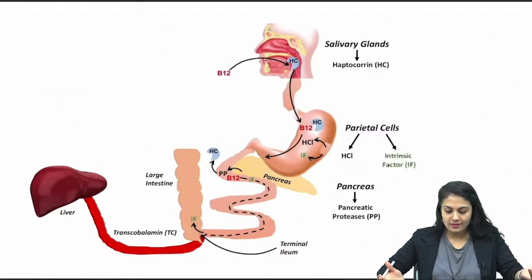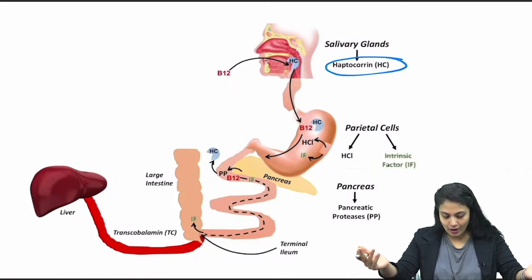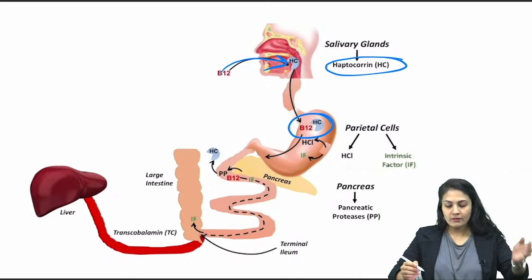Everyone got the right answer. Okay, so the diagrams have been shifted here and there. I don't know how, but this I wanted to show you. Haptocorrin is going to protect the vitamin B12 here, and then it will protect it in the stomach also.